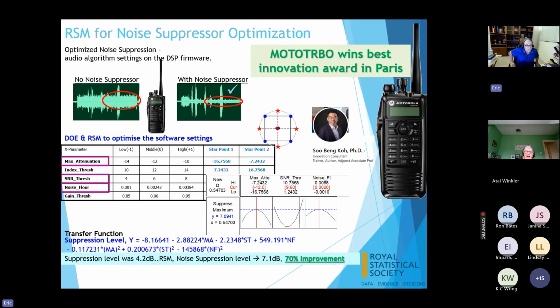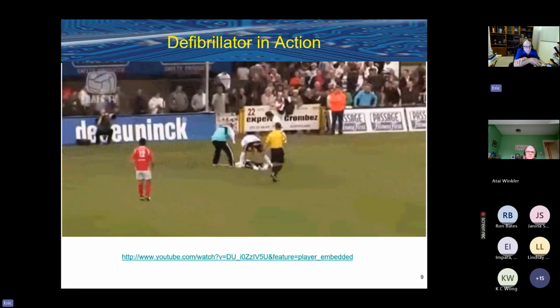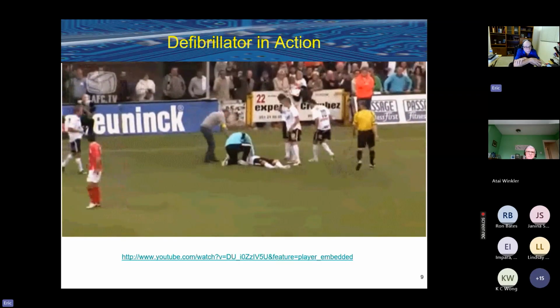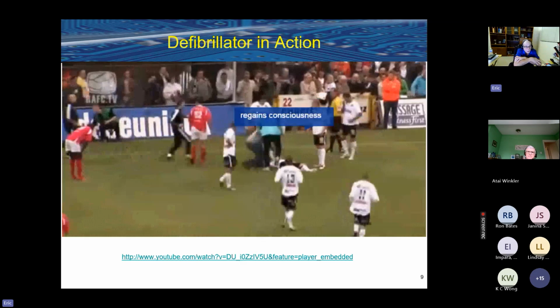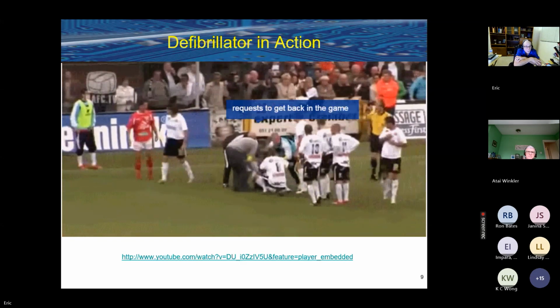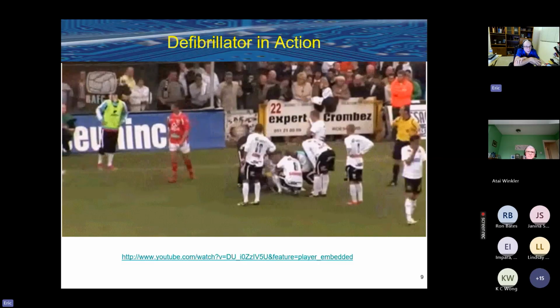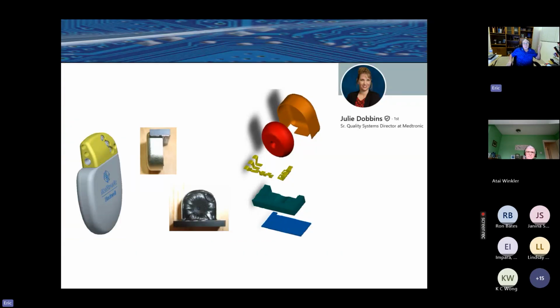So there you see him. He's collapsing on the field. The integrated defibrillator is about to go off. The sinus rhythm has been restored. He regains consciousness. Requests to get back in the game, and the trainer denies the request. So that is a defibrillator in action. It's nice to see that.